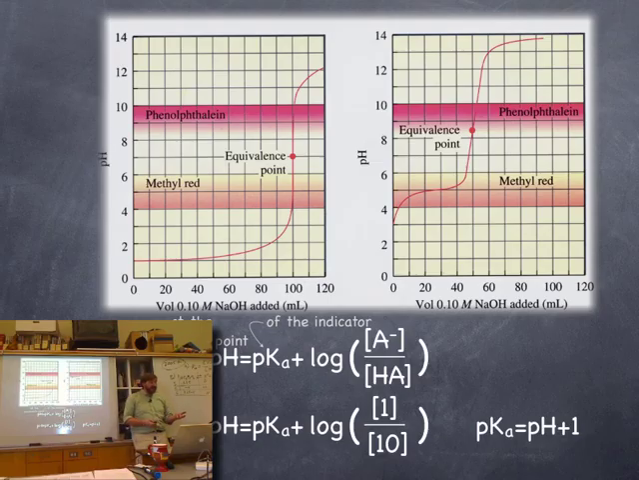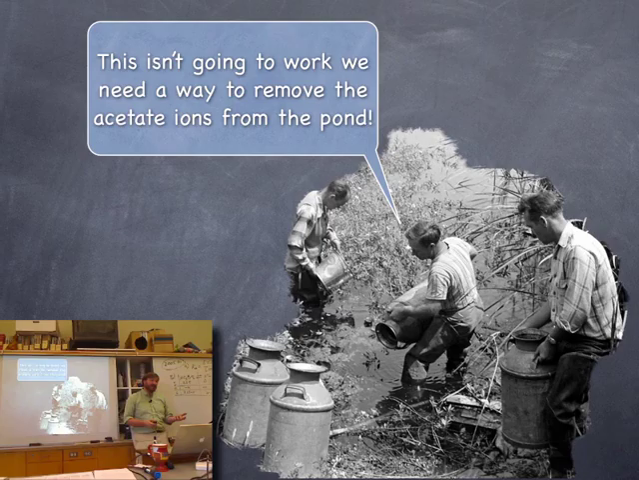We're still going to have those acetate ions left in the solution after we do this neutralization, and they're going to cause some problems. We need a way to actually remove those acetate ions completely from the solution if we really want to stabilize this pond. If we want to keep those acetate ions from changing the pH, we need to remove them from the effluent from the factory. And that's what we'll talk about on Friday.